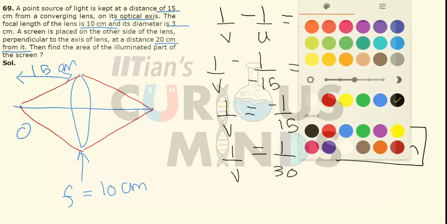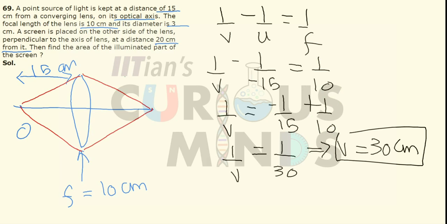But before the image reaches any point, there is a screen placed at a distance of 20 centimeter from it. We have to find out the area on this screen, that is, we have to find out this radius. Once we get this radius, we can calculate the area.